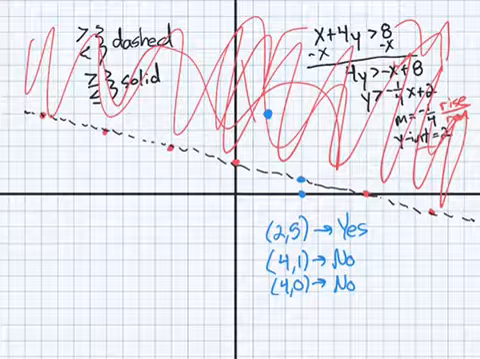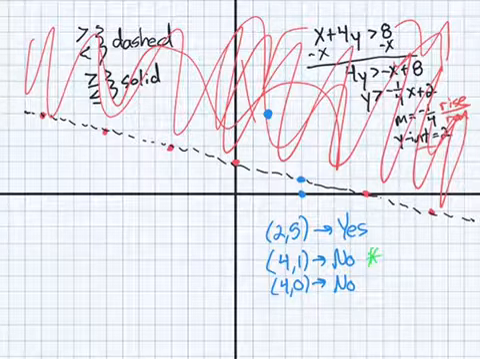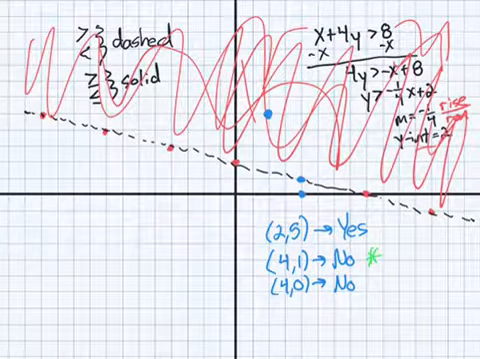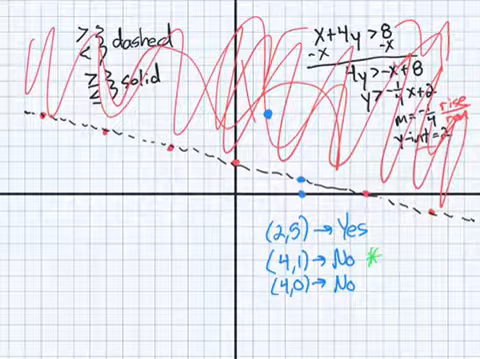And the last thing, if this was a solid line and I picked the ordered pair 4, 1, right here, and it was on a solid line, then that would be a valid solution. But since it's dashed, in this case, it is not.